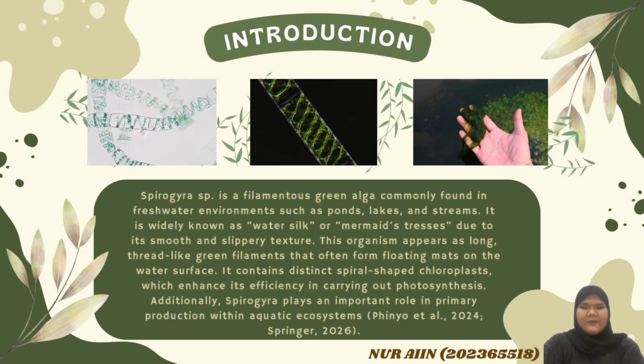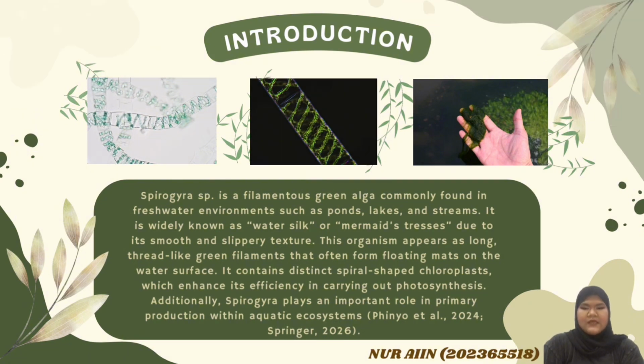Spirogyra sp is a filamentous green alga commonly found in freshwater environments such as ponds, lakes, and streams. It is widely known as water silk or mermaid tresses due to its smooth and slippery texture. This organism appears as long thread-like green filaments that often form floating mats on the water surface. It contains distinct spiral-shaped chloroplasts which enhance its efficiency in carrying out photosynthesis. Additionally, Spirogyra plays an important role in primary production within aquatic ecosystems.